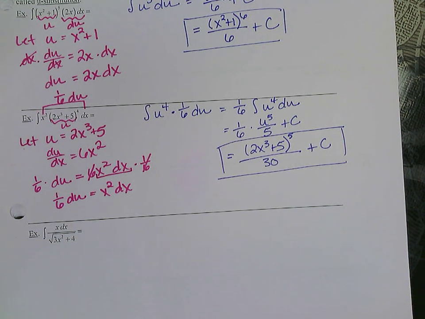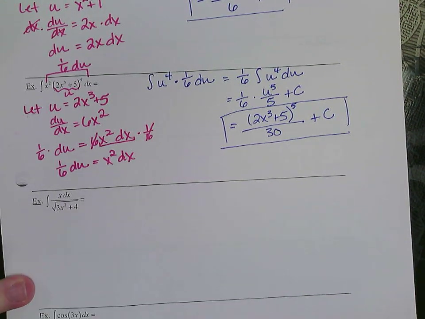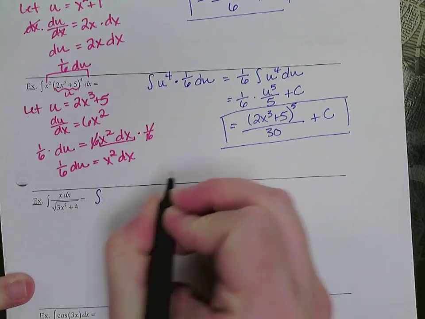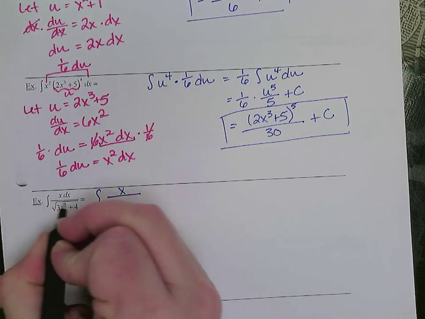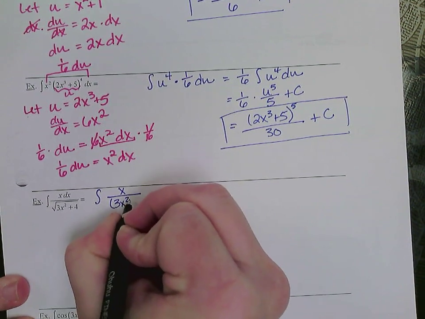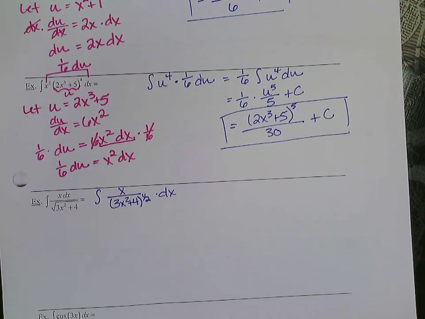All right, any questions about that one? Okay, let's try another one. Antiderivative of x dx divided by the square root of 3x squared plus 4. Now, don't let this part bother you. That's the same thing. We're popping it at the end. I'm going to go ahead and rewrite this denominator as 3x squared plus 4 to the 1/2 dx. Or you can leave it in the numerator, however you want to do it.